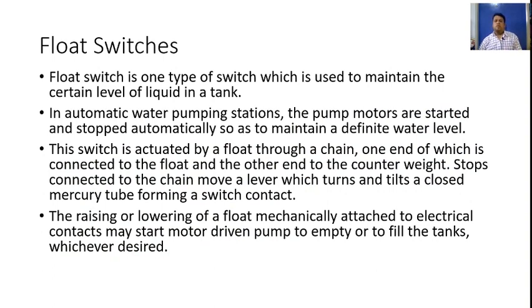A float switch is one type of switch which is used to maintain a certain level of liquid in a tank. Whenever a liquid level in a tank should be maintained, we should use a float switch. In automatic water pumping stations, the pump motors are started and stopped automatically so as to maintain the water level. This switch is actuated by a float through a chain, one end connected to the float and the other end to a counterweight. Stops connected to the chain move a lever which tilts a closed mercury tube forming a switch contact.